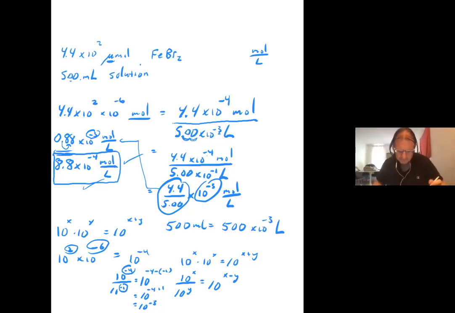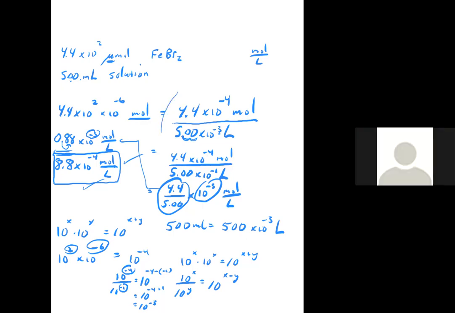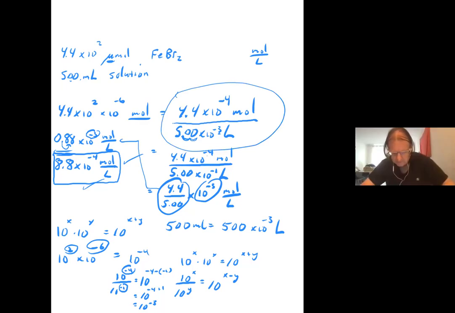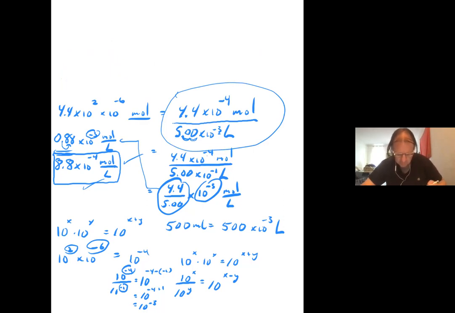Oh, let me take a look at that. Let me make a little room over here. You might be right. So let's see. We got 4.4 times 10 to the minus 4 over 5 point, well, it's 500 milliliters, right? So 500 times 10 to the minus 3.